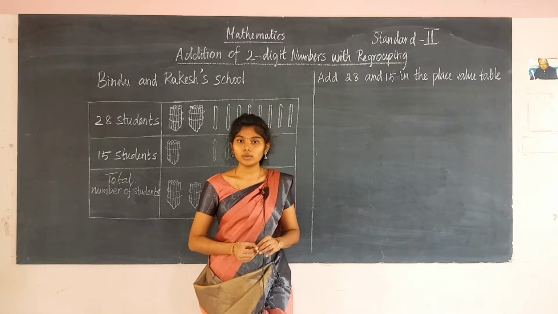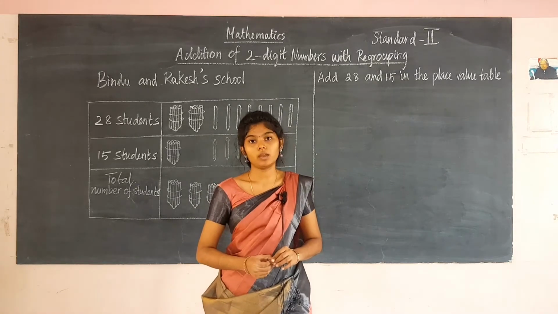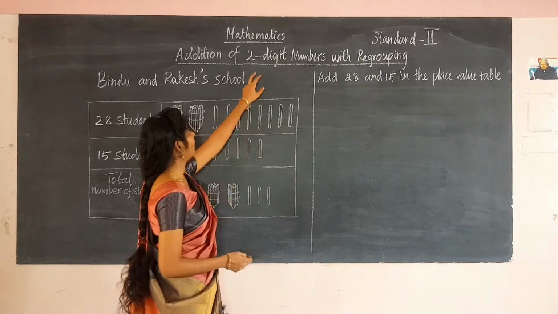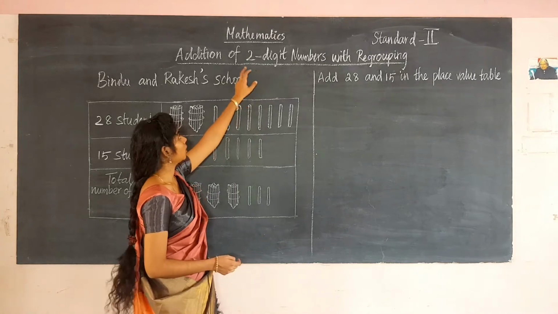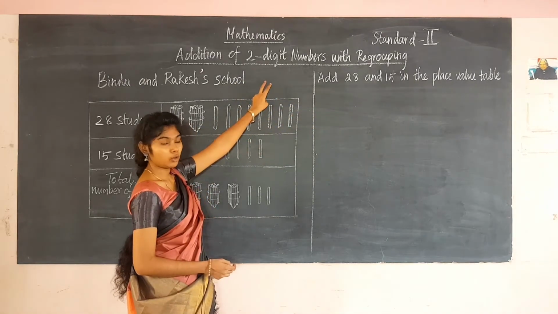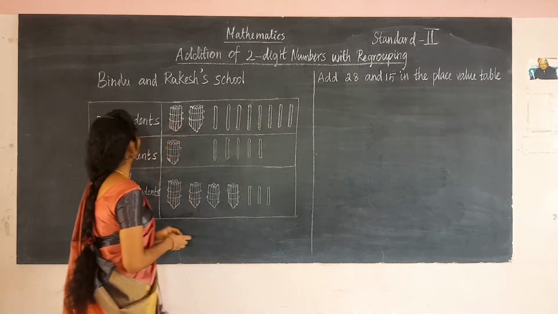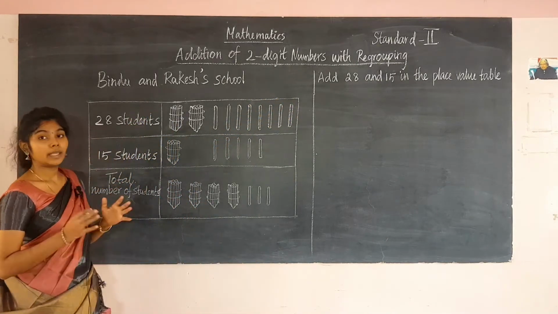Today we are going to see how to add 2-digit numbers with regrouping. Means we are going to add 2-digit numbers. Addition of 2-digit numbers with regrouping. We are going to add two 2-digit numbers with regrouping. Just listen to what I am saying to you.